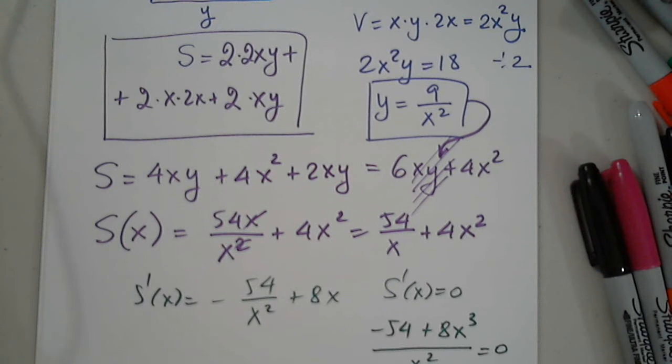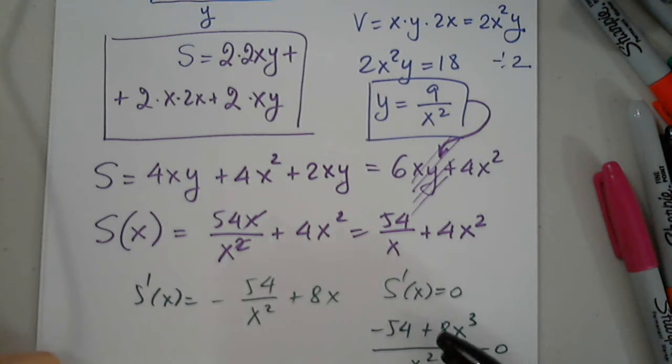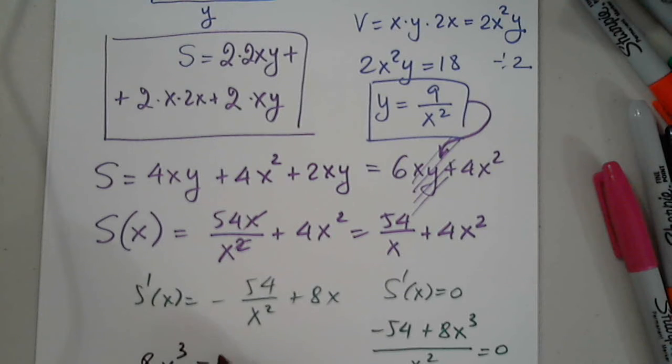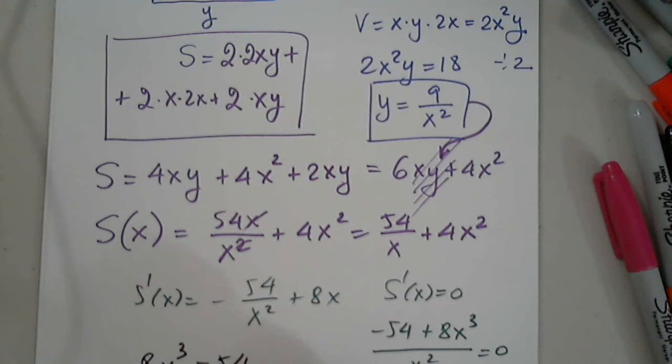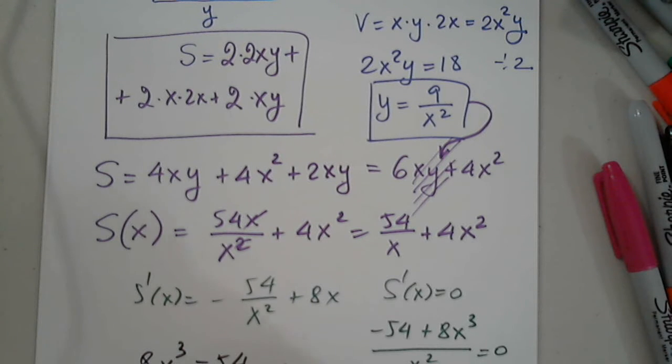I have to find the least common denominator. So then I have to set the numerator equal to 0 because the denominator could never be 0. So 8x cubed equals 54. So then x cubed equals 6. I'll take the cube root, and I get that x equals the cube root of 6. And that is in feet.